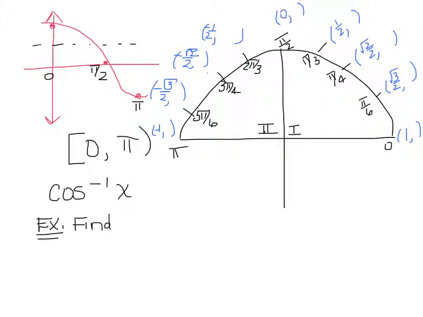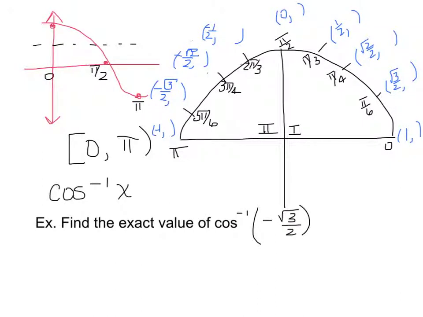I'll type it so it'll look neater. Okay, so this is how it'll look. Find the exact value of cosine inverse of negative square root of 3 over 2. So you look around your circle, see which angle gave you that. And that would be this one, which is 5 pi over 6. And that's the answer. So now let's look at tangent.